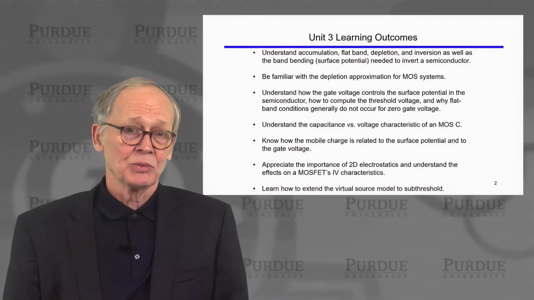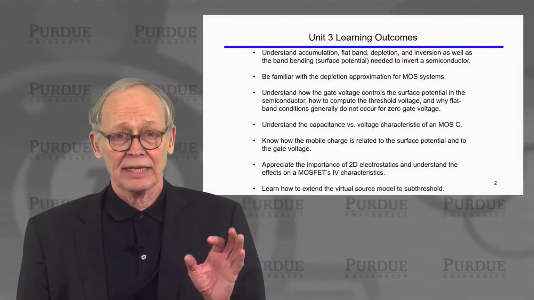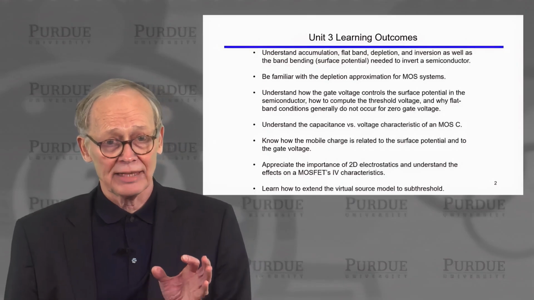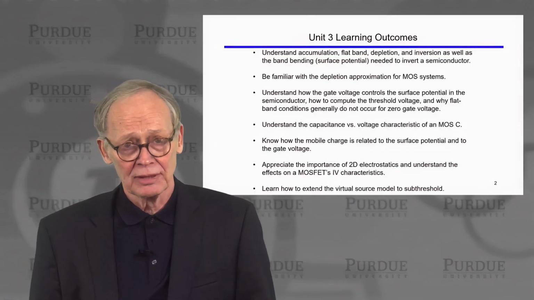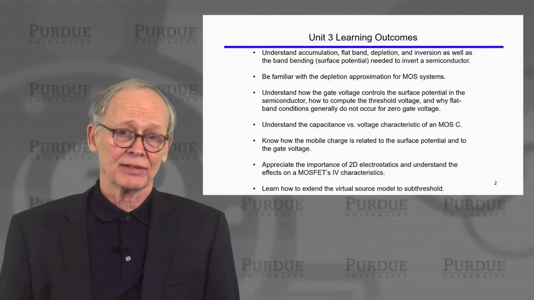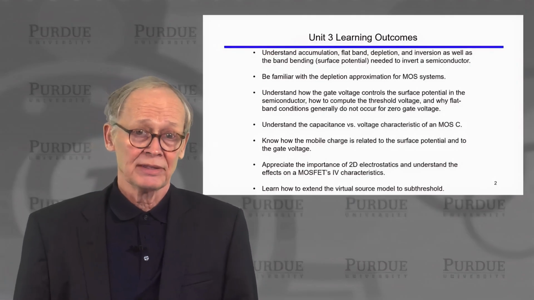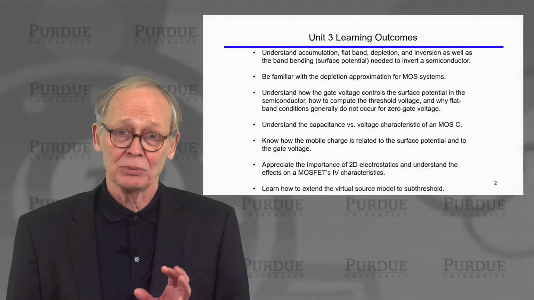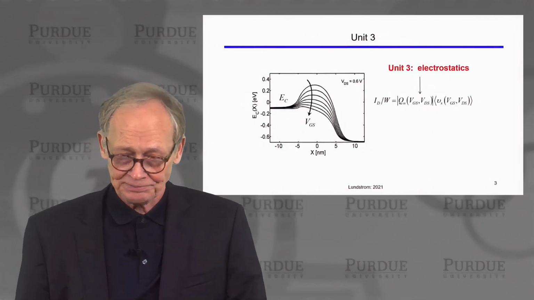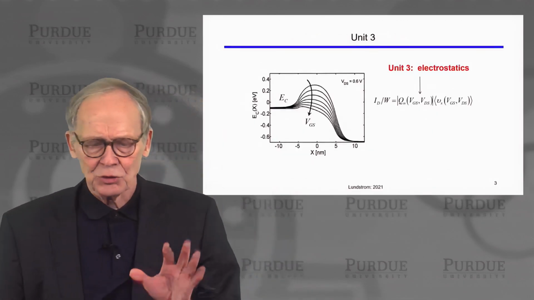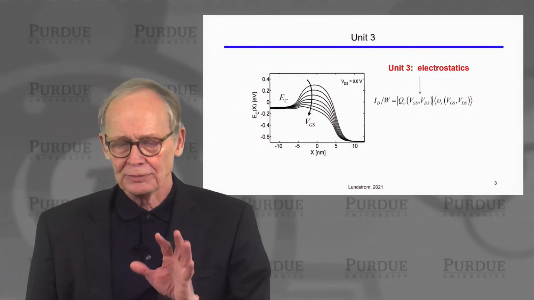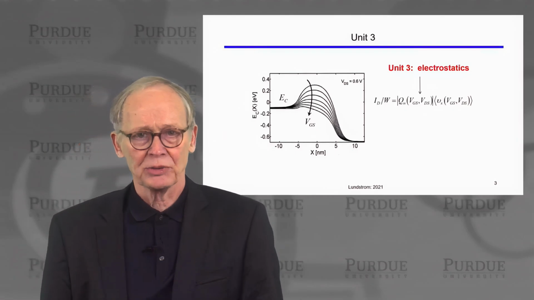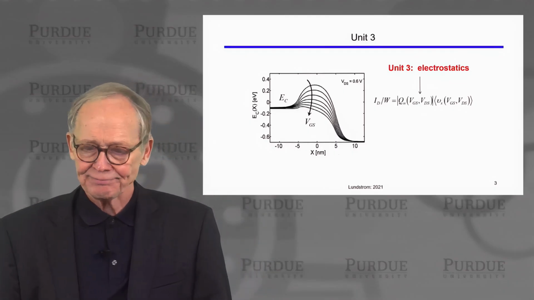And the last thing was to explain how we can extend our virtual source model so that it not only describes the IV characteristics above threshold, but it also describes the IV characteristics below threshold. There are currents that flow below threshold. They're small leakage currents, but they're important in modern day systems. So Unit 3 was all about the charge and how it's related to voltages that we apply to the gate and drain.